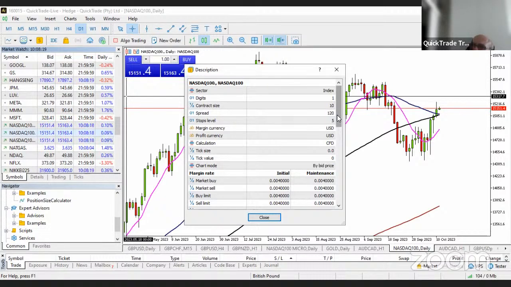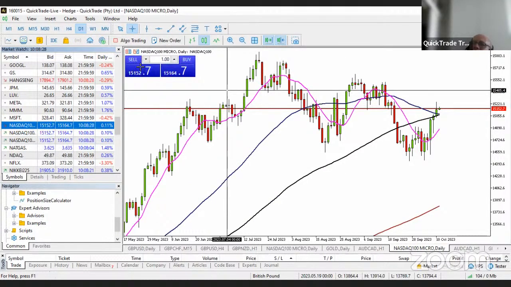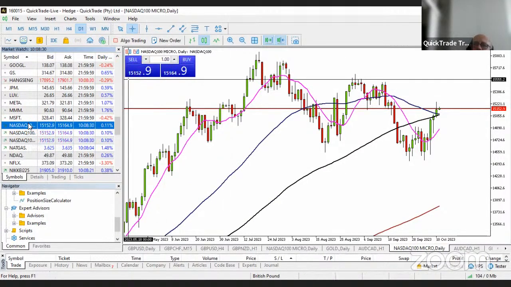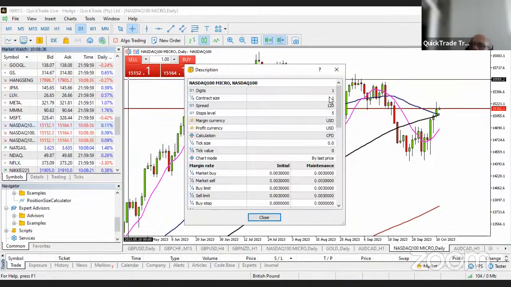Okay, have you got that? Contract size 10. Now let's go to the micro. There's the micro. Look, exactly the same, NASDAQ 100. What is the difference? Right click, specification, contract size 1. So one is contract size 10, one is contract size 1.